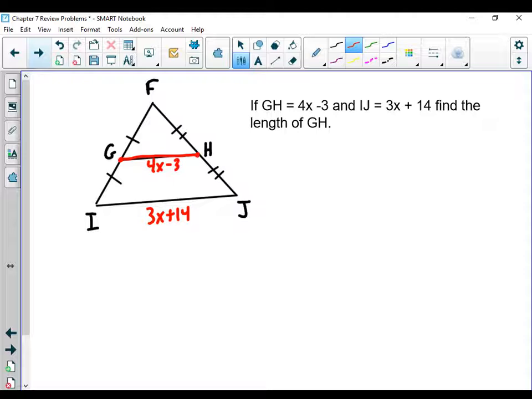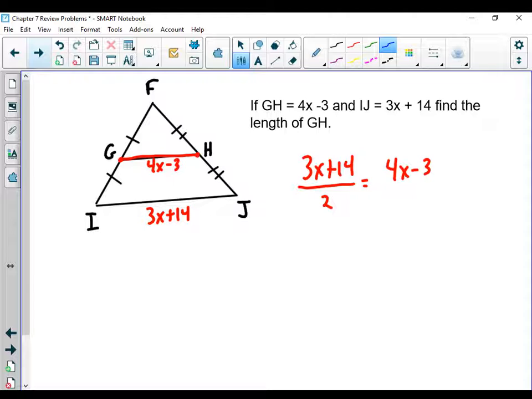So again, maybe you pause the video, try to work this one out. Once you've done that, go ahead and start it back up. All right, well, the key to this is the fact that, remember we said the midline, or GH, should be half as long as the third side, or IJ. So you could attack this one of two ways. You could say, okay, well, if I took IJ, 3x plus 14, and I divided it by 2, that should give me the length of the mid-segment, which was 4x minus 3.